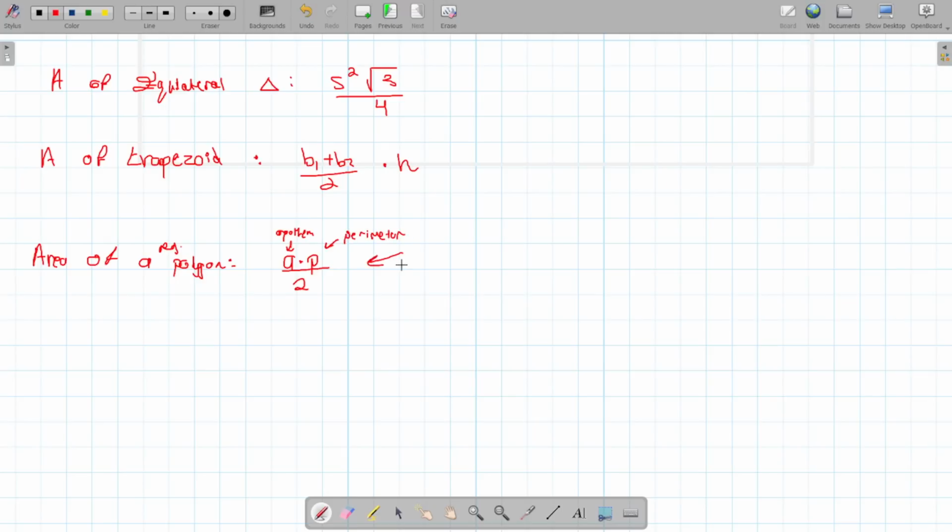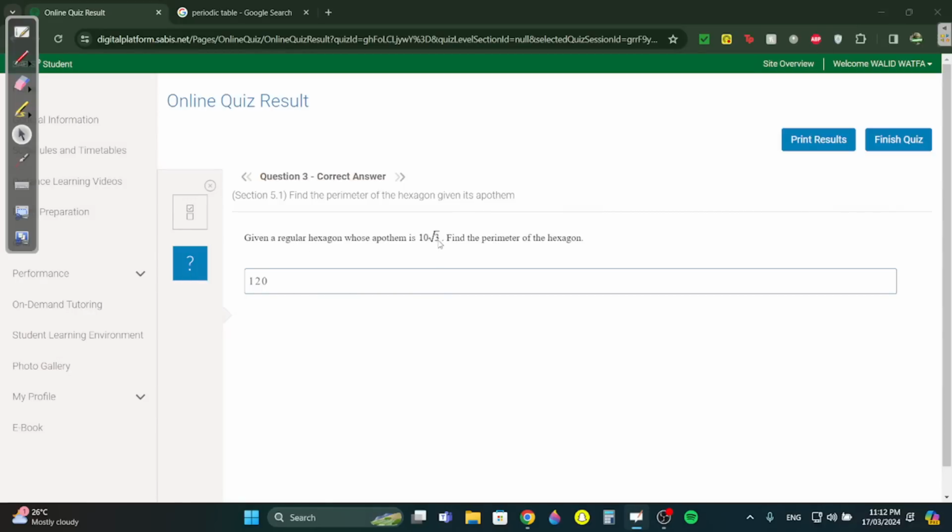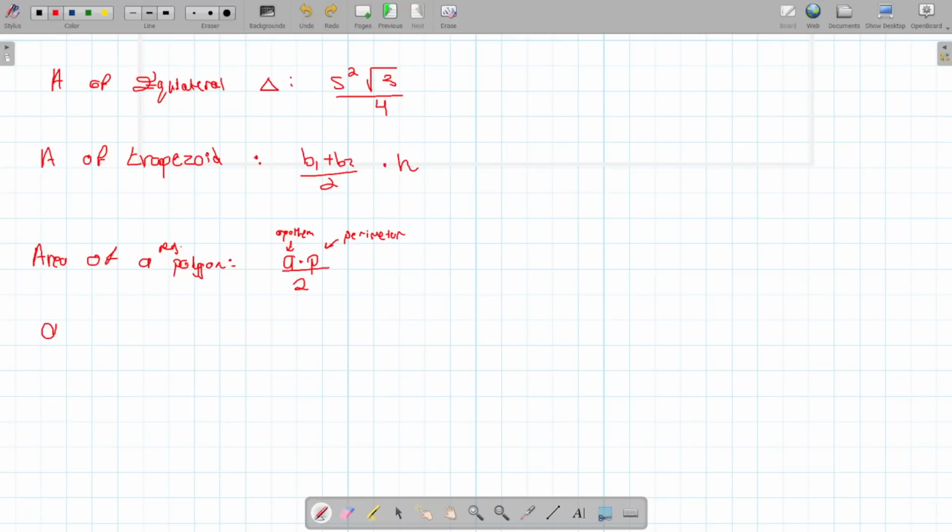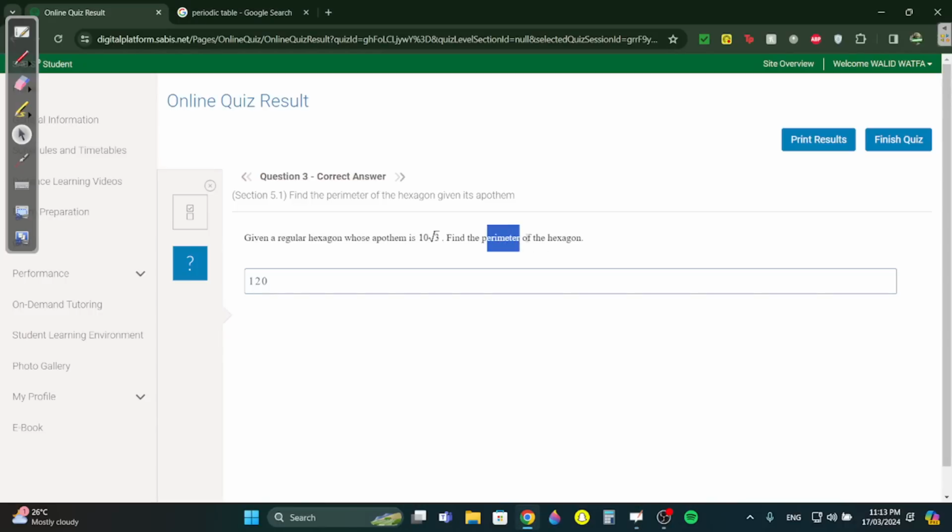I'm just going to write this here for now because we're going to need it later. Now they're saying given a regular hexagon whose apothem is 10 radical 3. There's a formula to find the apothem. The apothem equals s radical 3 over 2. This is for a hexagon. What do they ask for? They want the perimeter. You know how the hexagon looks, yeah? 1, 2, 3, 4, 5, 6. Well, okay, that's close to a hexagon.